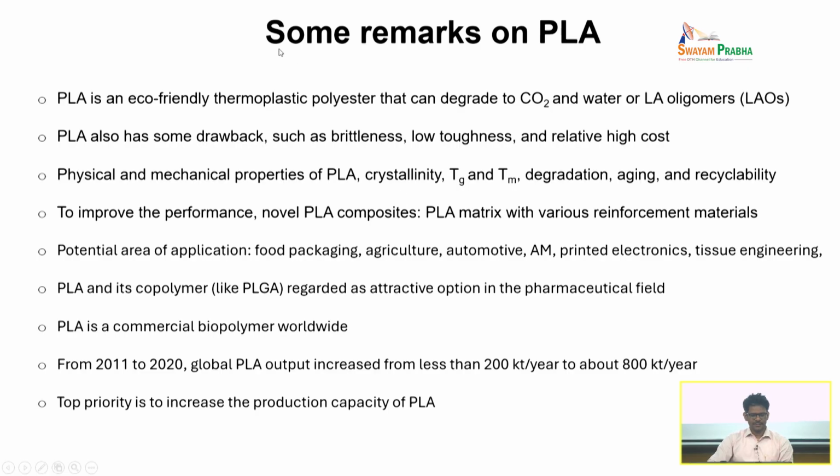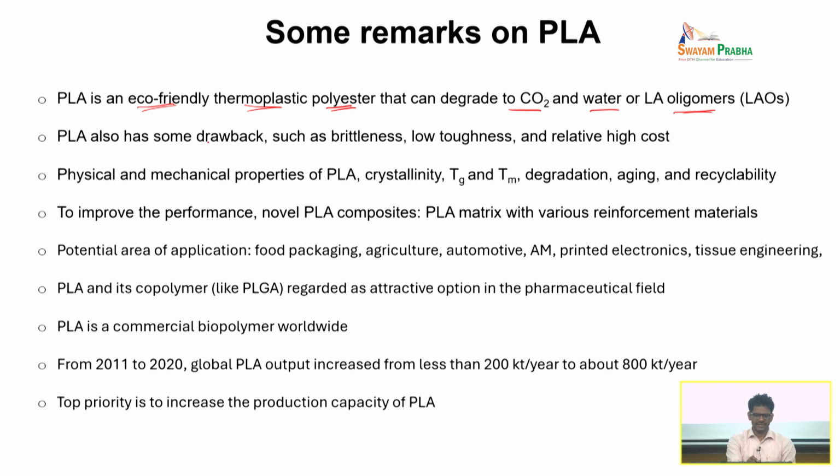Now let me make some remarks about the current status of PLA. PLA is eco-friendly, that means it is compostable, and it is a thermoplastic polyester. Polyester means it will have a COOR kind of chemical group, and it can degrade into CO2, water and some lactic acid oligomers. That is why it is eco-friendly, because it ultimately degrades into CO2, water and some low molecular weight oligomers.